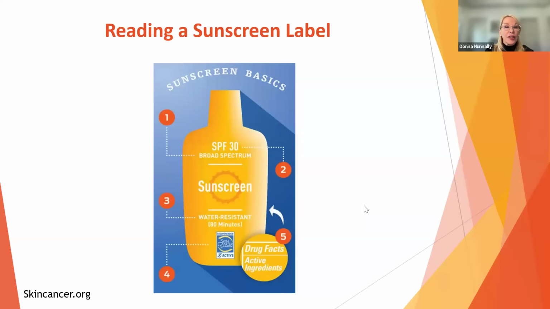And don't forget to check the expiration date. They have a shelf life of 3 years, especially if stored in a cool, dark space and not left outside or in a hot car. And check the expiration date before buying it to make sure it gives you plenty of time to use it.